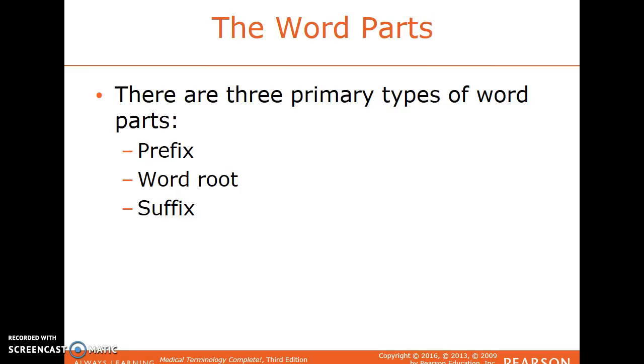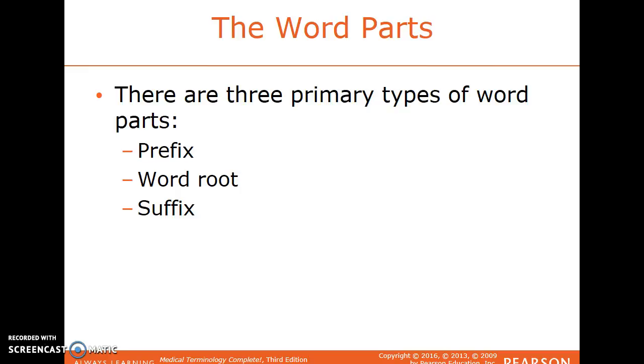So, word parts. There are three primary types of word parts: prefixes, word roots, and suffixes. The prefix is the word part that's affixed to the beginning of a word. Its purpose is to expand or enhance the meaning of the word. Let's look at an example of a prefix in action using the word construction. In our sample word, con- is the prefix. It means with, together, jointly.